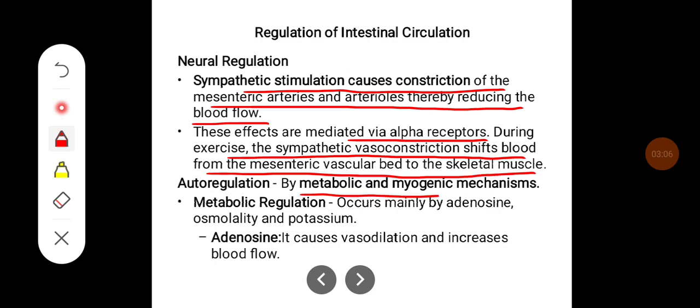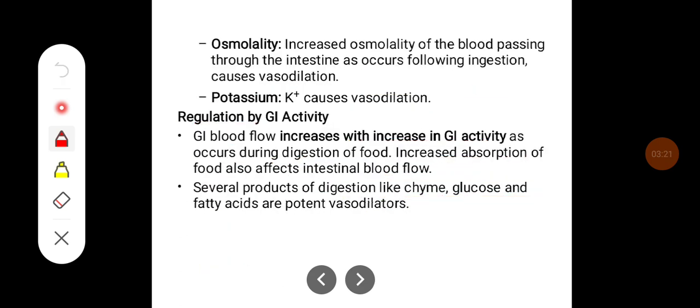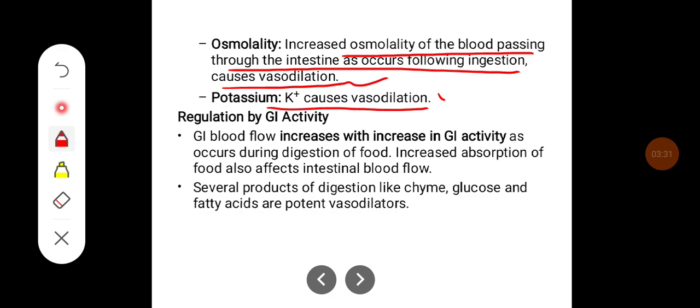Autoregulation by metabolic and myogenic mechanisms. Metabolic regulation occurs mainly by adenosine, osmolarity, and potassium. Adenosine causes vasodilatation and increases the blood flow. Increased osmolarity of the blood passing through the intestine, as occurs following ingestion, causes vasodilatation. And potassium also causes vasodilatation.